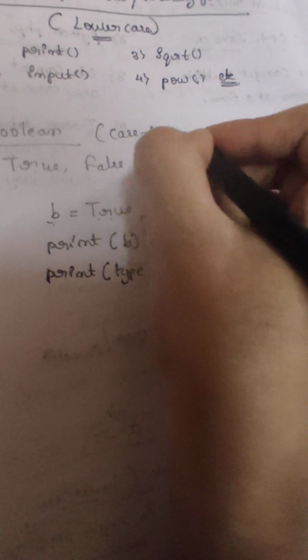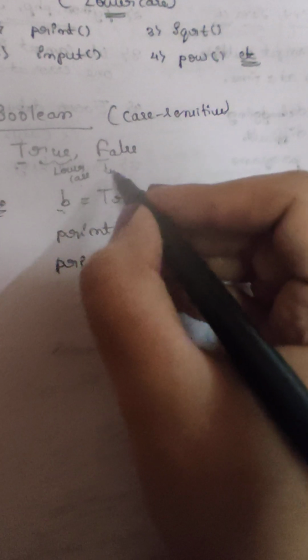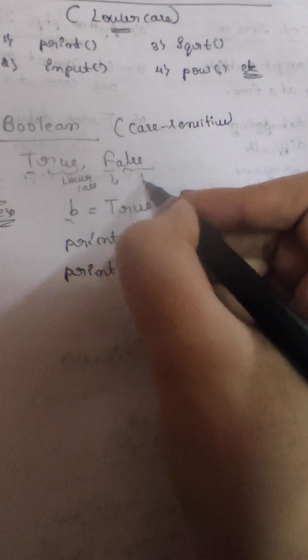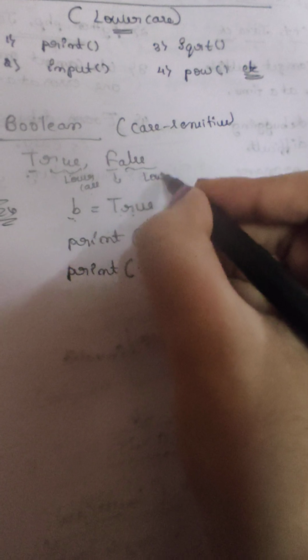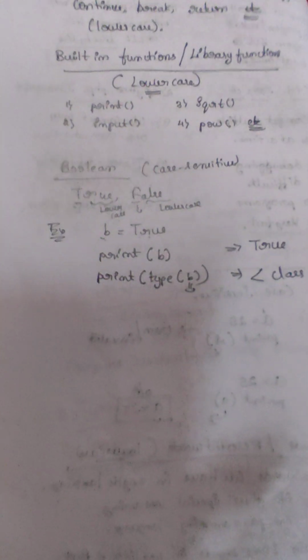Here this is also case sensitive. Except the first letter, everything should be in lower case. In true, T should be a capital letter and the remaining letters should be in lower case. In false, F should be upper case and the remaining letters should be lower case. So Python is case sensitive.